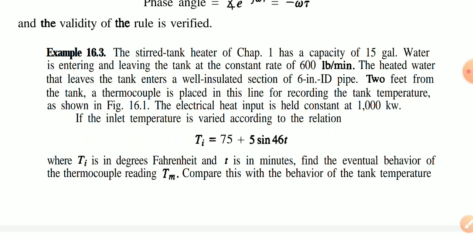If the inlet temperature is varied according to this relation, Ti is equal to 75 plus 5 sin 46t, where Ti is in degrees Fahrenheit and t is in minutes, find the eventual behavior of the thermocouple reading Tm. Compare this with the behavior of the tank temperature. So write down all the data.